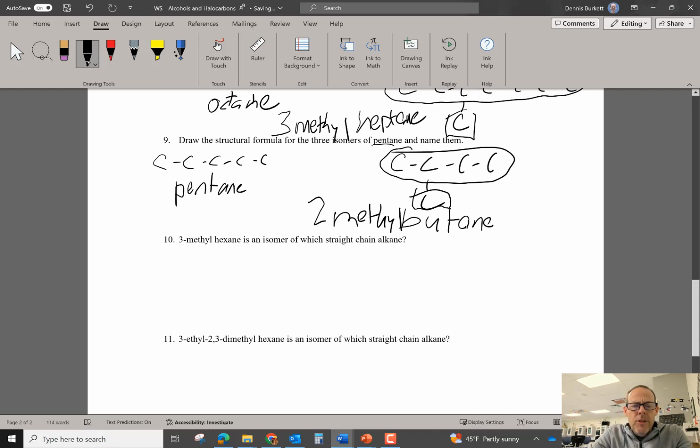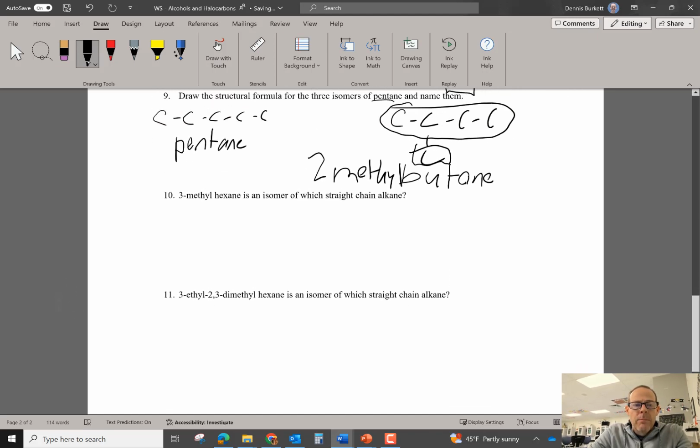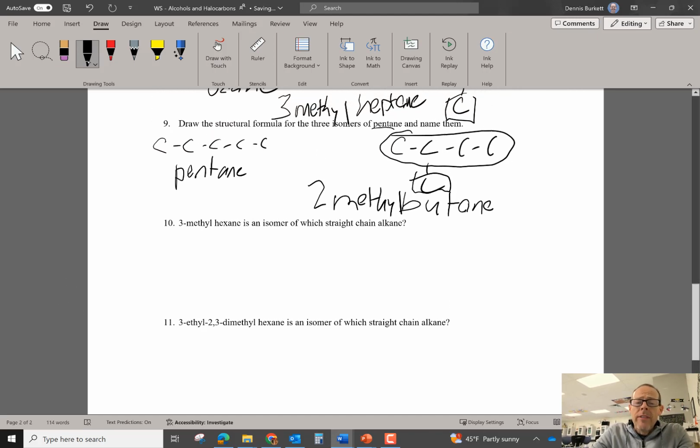Number 10 and 11, pretty straightforward, I think. We'll do 10 really quickly, all right? And you can do 11 or check with your neighbor and come to an agreement before you turn it in. So all of this is a branched chain, and I want to know if I put all my carbons in a row, what would be just my straight chain alkane, all right? So hex tells me I've got 6 carbons, okay? Meth tells me I've got 1 carbon. So all together, 1 carbon plus 6 carbons equals 7. So if I put 7 in a row, that would just be heptane.